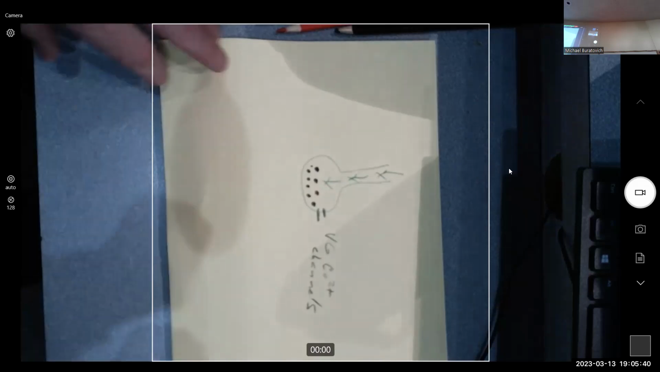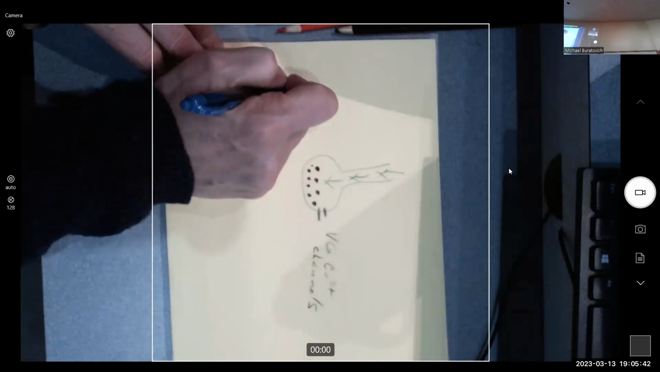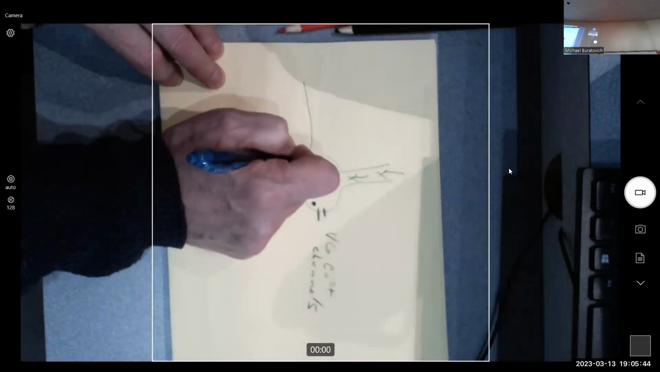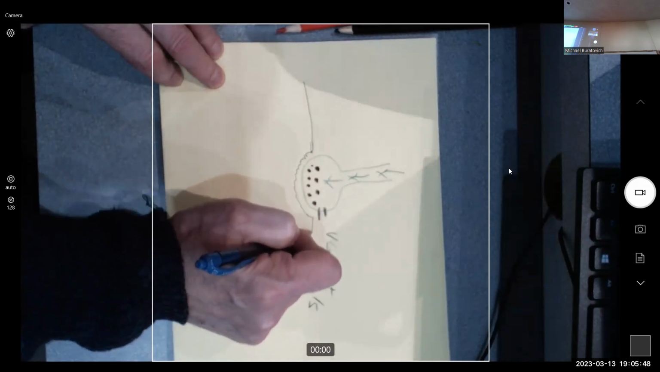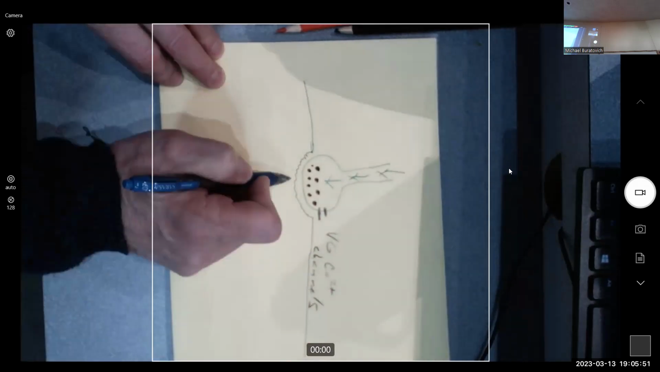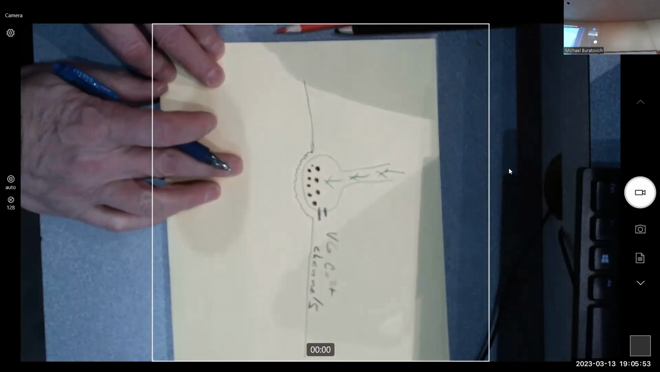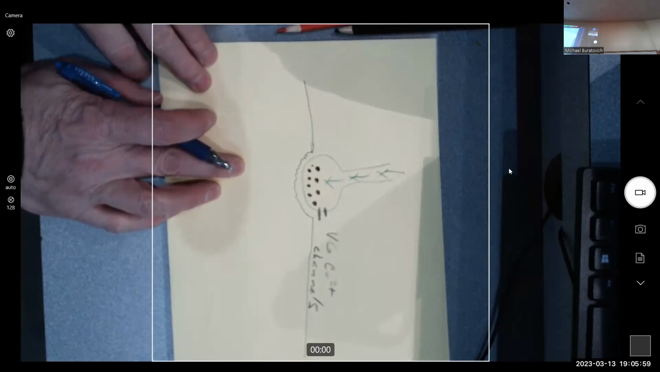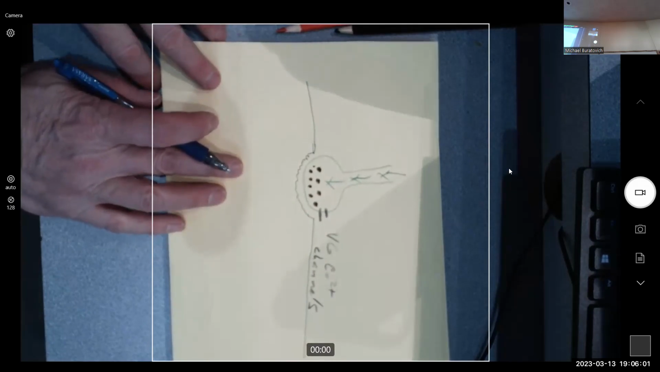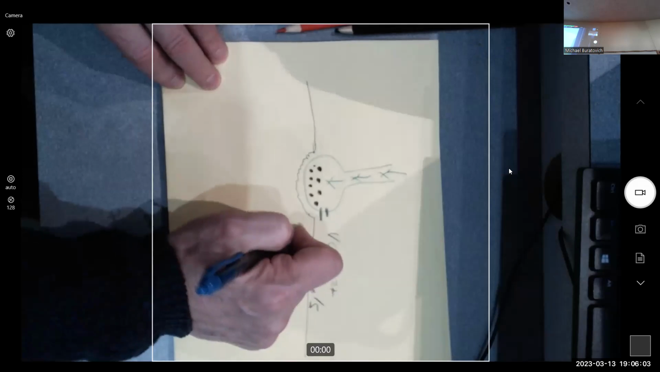Acetylcholine. So in the muscle, you have this specialized structure. Anyone remember what that's called? That's called the motor... fill in the blank. What's it called? Motor end plate.